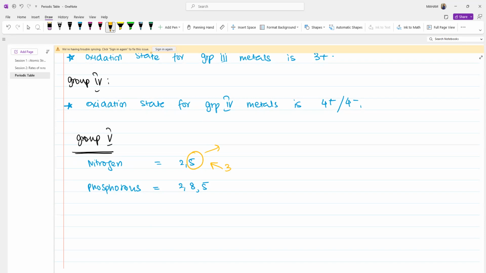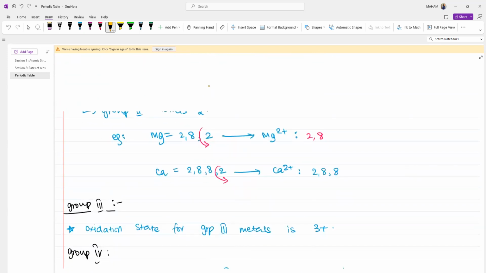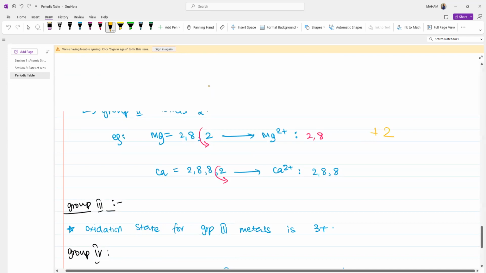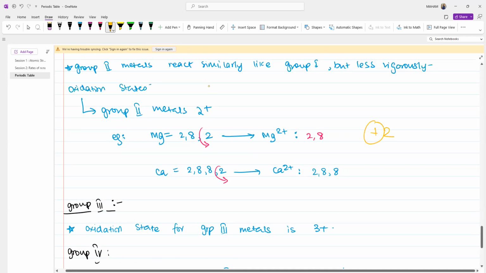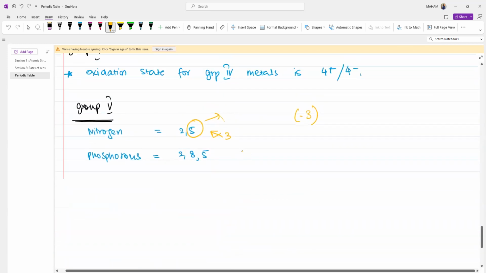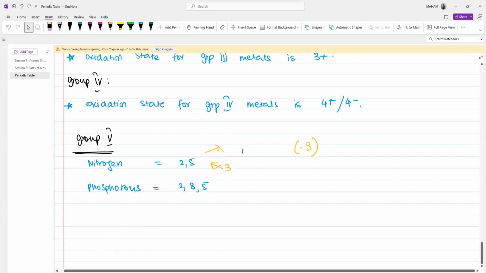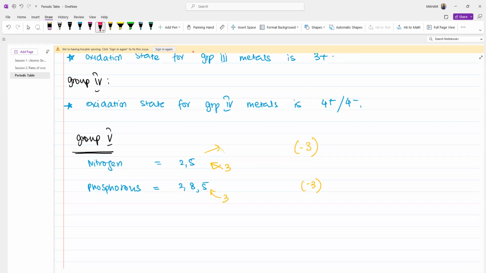Yeah, 3 to finish it. It's going to finish it, right? So when it takes in electrons, that means it's going to have a minus oxidation state. So if it takes in 3 electrons, that means the oxidation state is going to be -3. Here the metals were losing electrons, right? So losing electrons means that the oxidation state is a positive oxidation state. And gaining electrons means that the oxidation state is a negative oxidation state. So what phosphorus is going to do is the same thing. It's going to take in 3 electrons from any element it's reacting with. It's going to complete its octet. And the oxidation state is going to be -3, right?